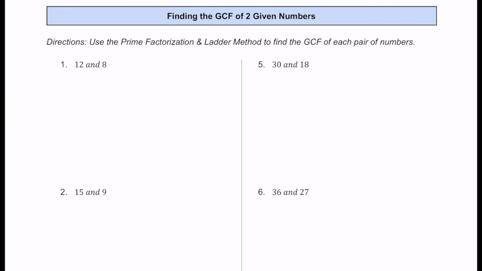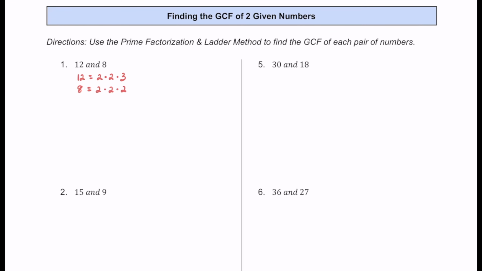So for number one, we have 12 and 8, and I'm going to start by just writing 12. And I know I can divide it by 2, that would leave me with 6, and then 6 breaks into 2 and 3. So this would be the prime factorization for 12. Now for the 8, I know I can divide by 2, so I'm going to put a 2 here. We'd be left with 4, and then 4 would break into 2 times 2. So these are the prime factorizations for 12 and 8.